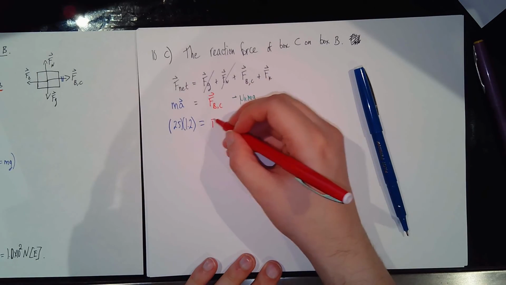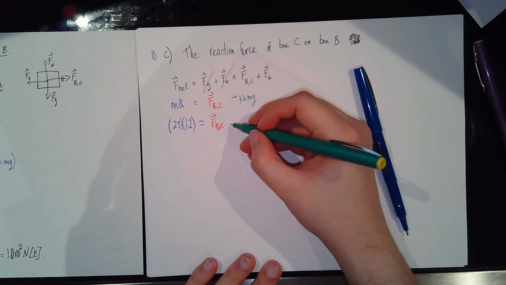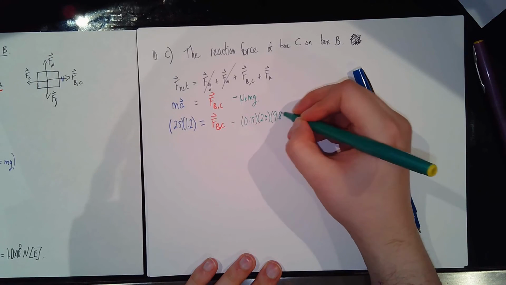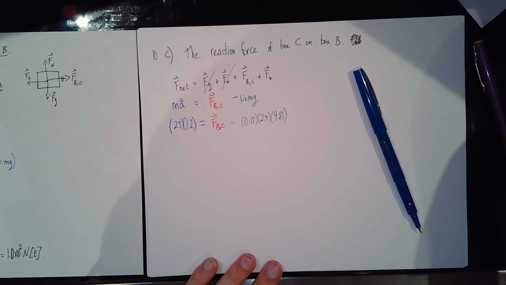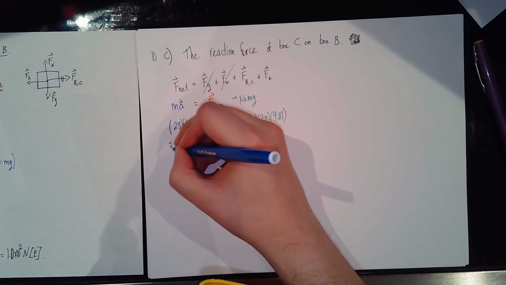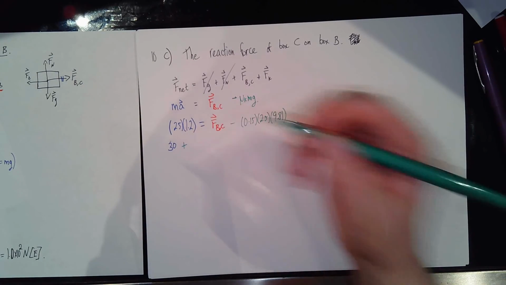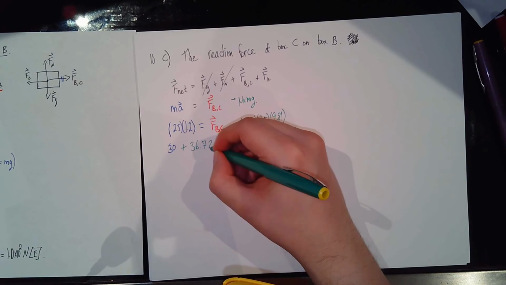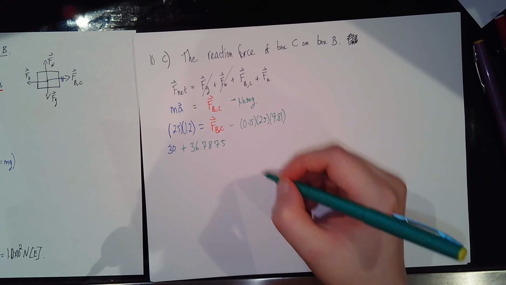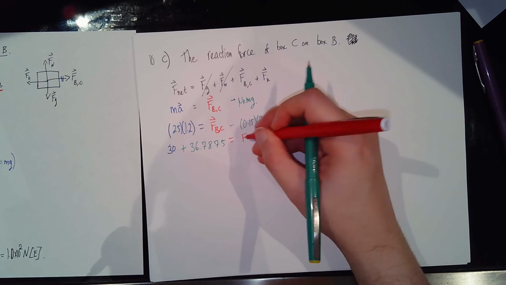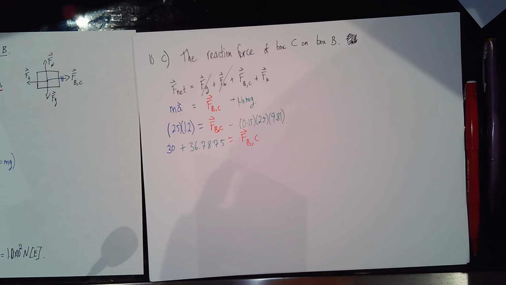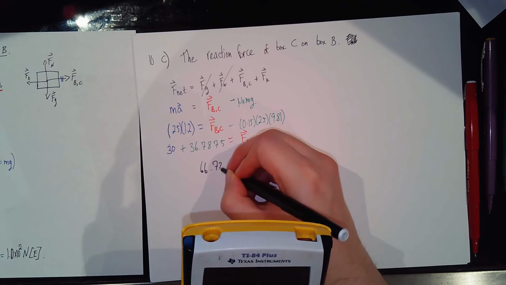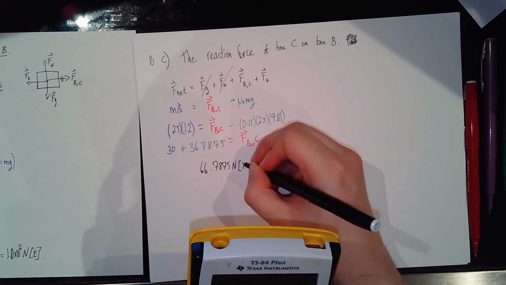This is going to be equal to the force that B has on C minus 0.15 times 25 times 9.81. And then we just need to rearrange this. And so what we get is 30 plus 36.7875, and that's going to be equal to the force that B has on C. And so we'll put that into our calculator. And we get a force of 66.7875 newtons east.